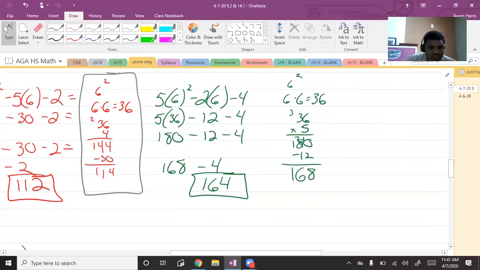So I just look at them. 112 is what? It's less than 164. So therefore, this one is the greater value. Does that make sense?